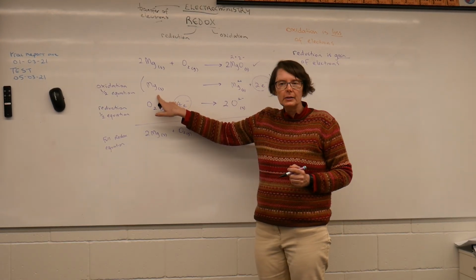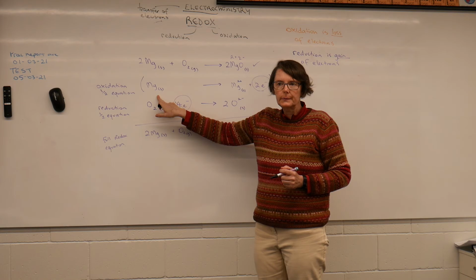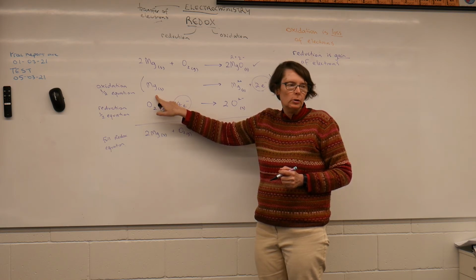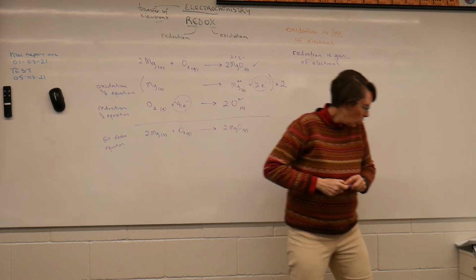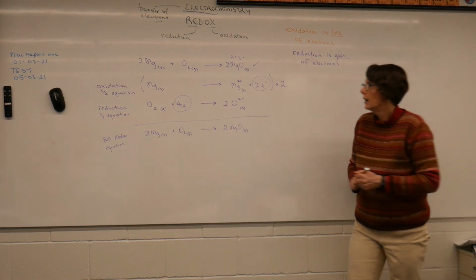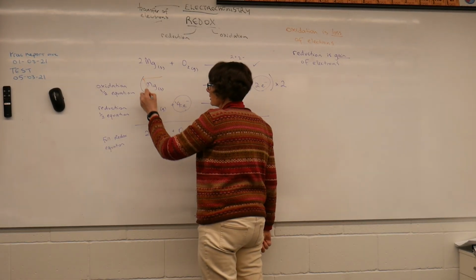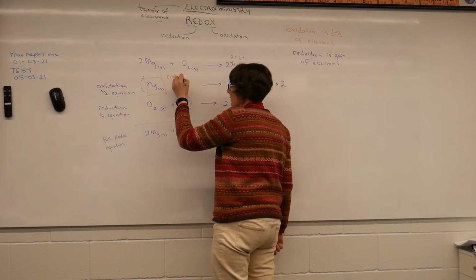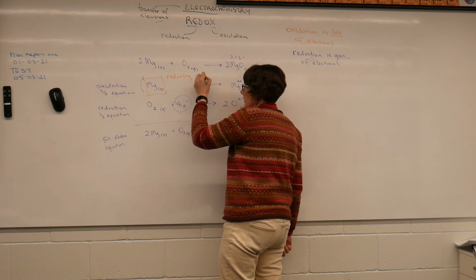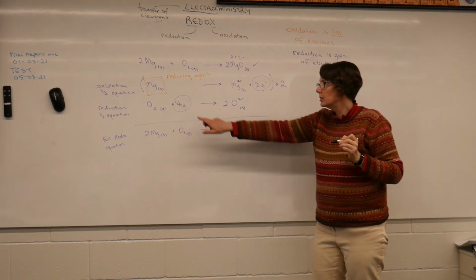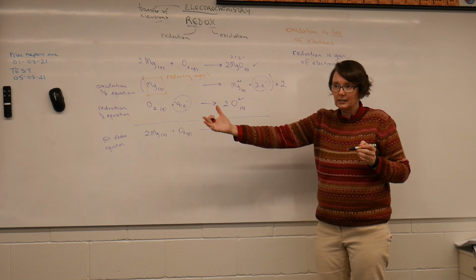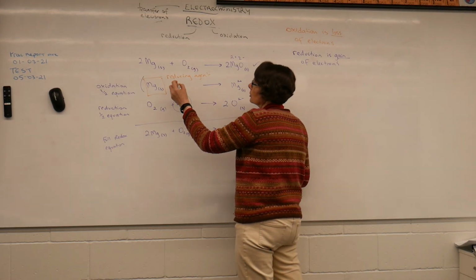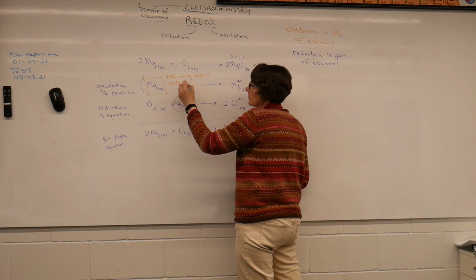So is everyone happy that the magnesium is oxidized? It's oxidized because it's lost electrons. I can also call it the reducing agent. That sounds like a strange name, but it causes the oxygen to be reduced by itself being oxidized. It's causing reduction. We can also call it the reducer.